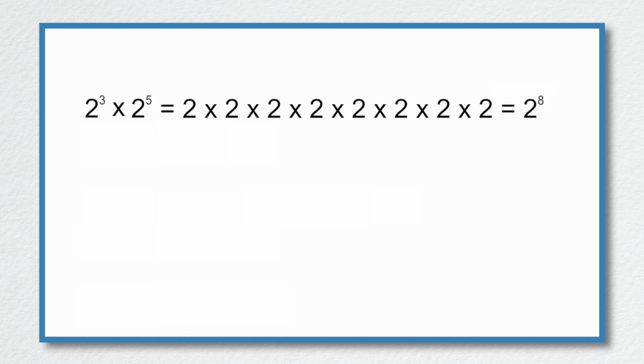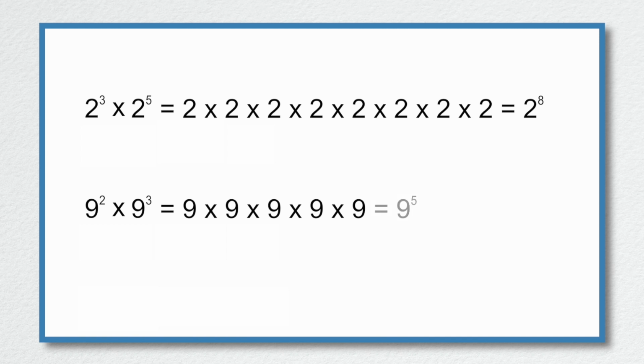And if we had, for example, 9 to the power of 2 multiplied by 9 to the power of 3, notice again that these two numbers are the same. So we have 9 times 9 times 9 times 9 times 9. So we are multiplying 9 by itself 5 times. So we have 9 to the power of 5.